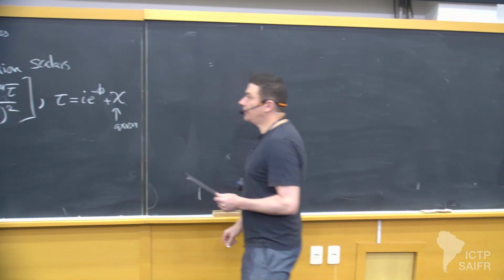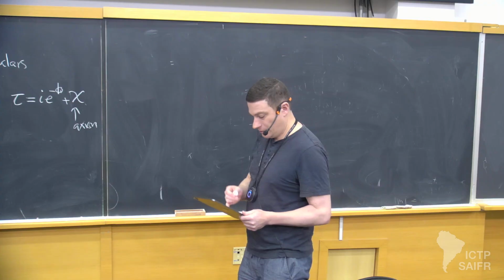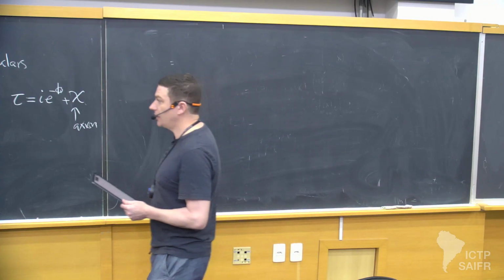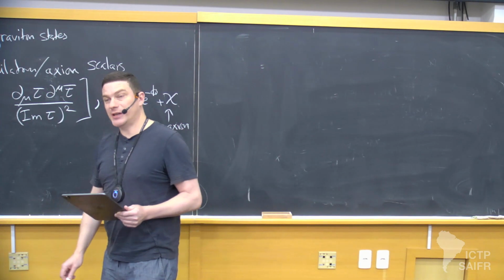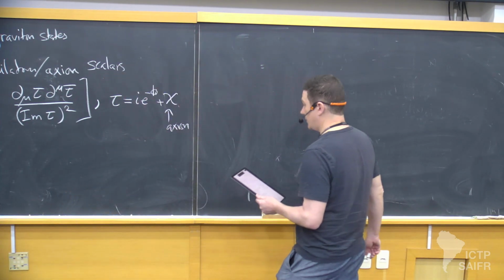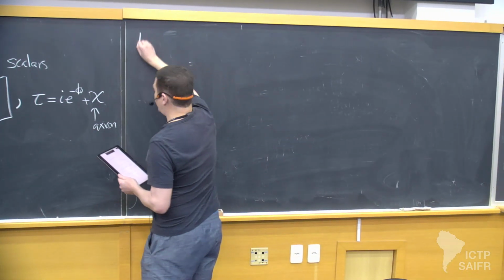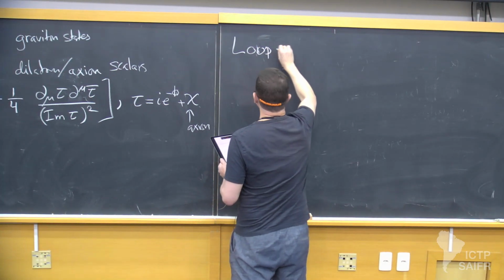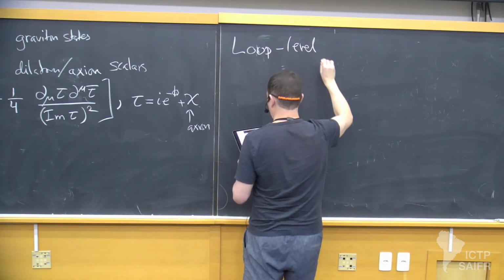Okay, so the next thing I'm going to talk about today, and this is only going to be a brief discussion, and I will maybe come back to it later, is loop level generalization of Color-Kinematics Duality and double copy. So let's talk about loop level generalization.